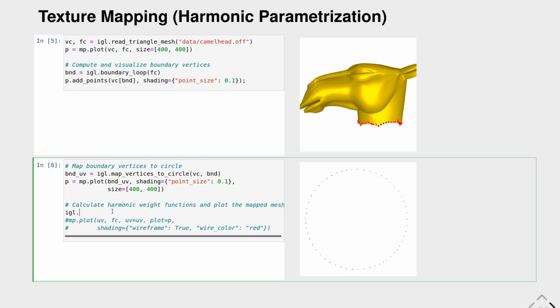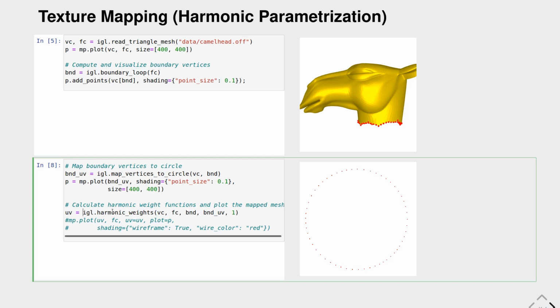So let's use libIGL again, and the function is called harmonic weights, and now we just hand in the vertex coordinates, the face coordinates, our boundary vertex indices, as well as the boundary coordinates, which are the mapped vertex positions onto the circle, and we want just a harmonic mapping, so we put in 1 here. 2 would be biharmonic.